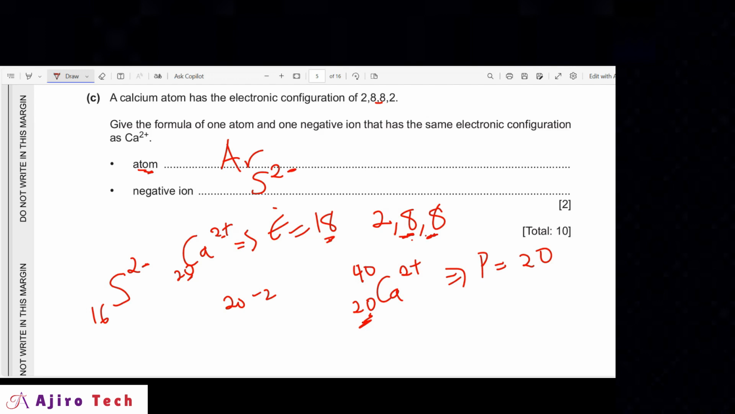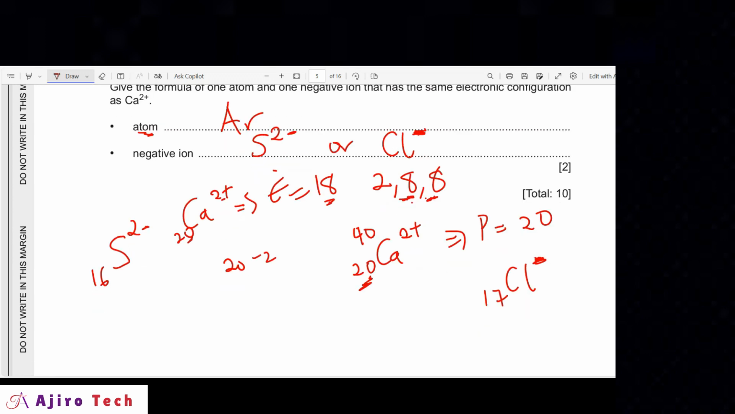Or you could also have chlorine, the chloride ion, because chlorine is 17. So the fact that it is gaining 1 electron makes it 18. So these are the options you could have. You could have several others also, depending on which of the answers you want to pick. So either of these is good to go with this particular question.